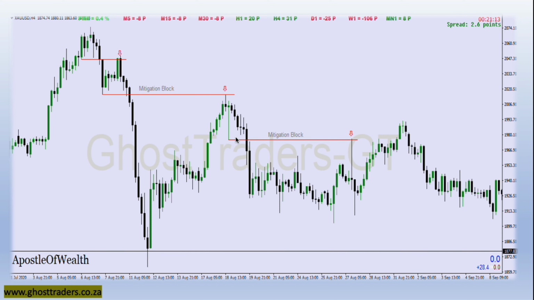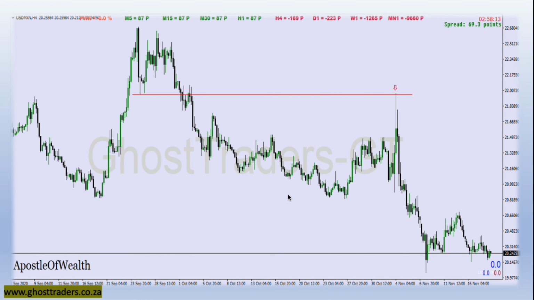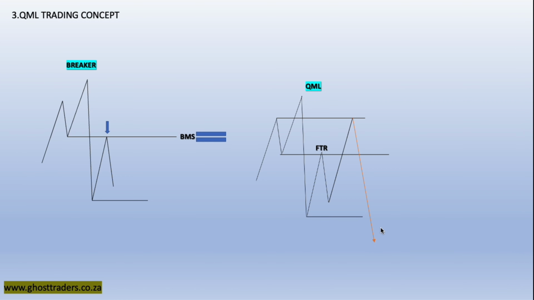The same thing happens here. You can see we have a mitigation block, it pushed just to close it, and it's in line with your fair value gap here. Okay, so basically that's it. There is nothing difficult about it. It's the same thing we get to have here. Same thing here, price comes back to this level here, and then it pushed down.